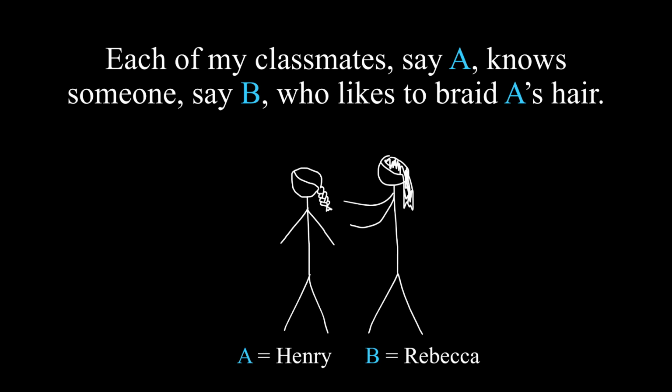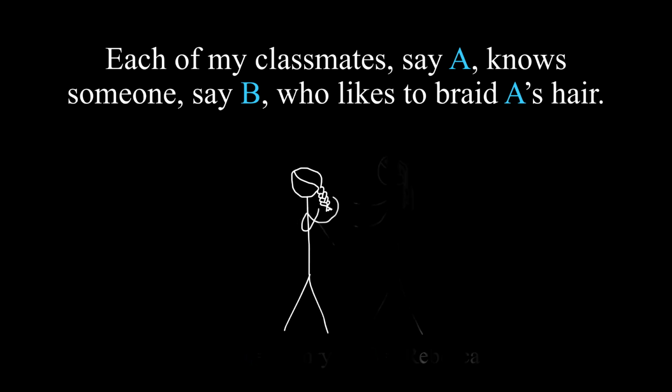Also, even if we use different letters, they don't necessarily stand in for different things. It could be instead that Henry likes to braid his own hair, where the person Henry knows who likes to braid his hair is himself. Here A and B both stand for Henry.